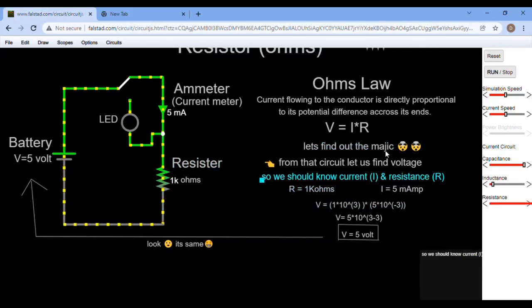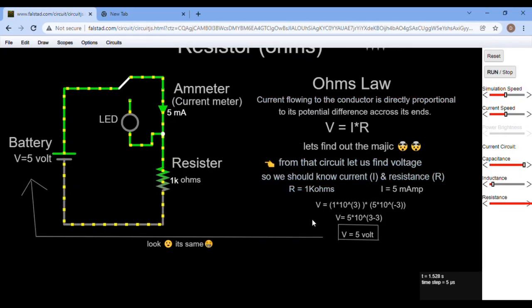Now let's substitute the values in the equation. So we get V = 1 × 10^3, that is kilo, times 5 × 10^-3, that is milli. So we get the answer as 5 volts. Now let us compare the answer. Oh, it's the same. So the law holds.